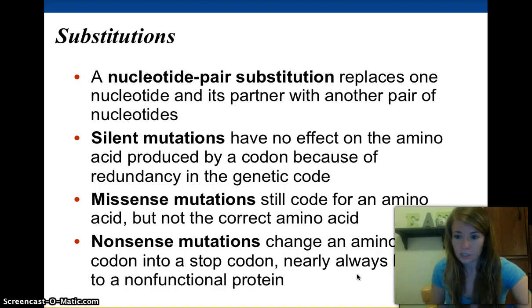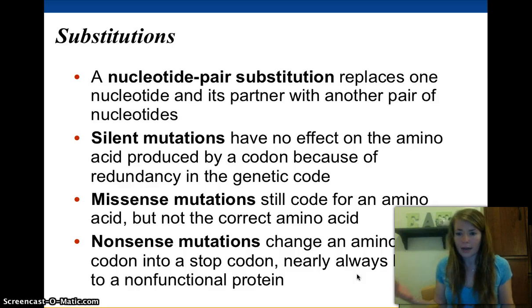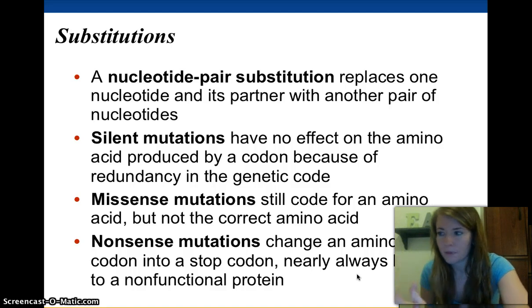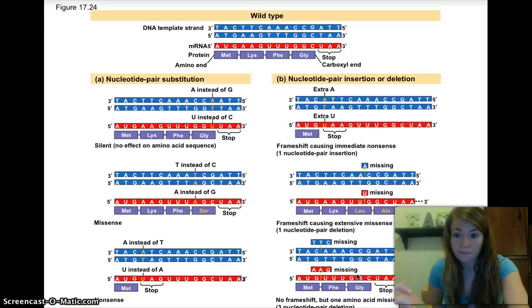And then nonsense mutations happen when the point mutation, the base pair substitution, suddenly introduces a stop codon that wasn't there before. So halfway through the protein, there's a stop codon. The protein isn't being made anymore, and now the protein is only half made. It's not going to be able to do its job. This almost always leads to a non-functional protein. So with nonsense mutations, the protein is nowhere near what it should be.